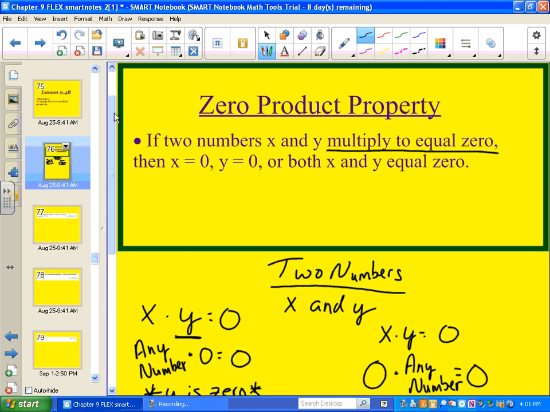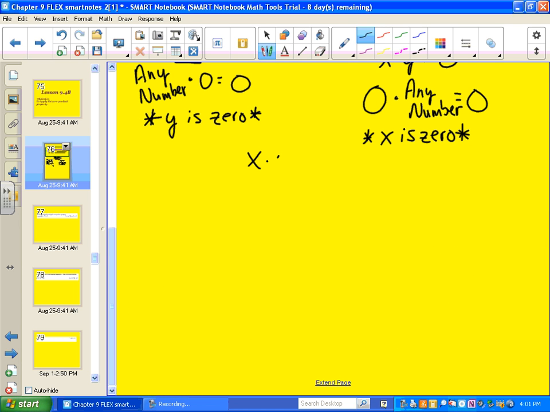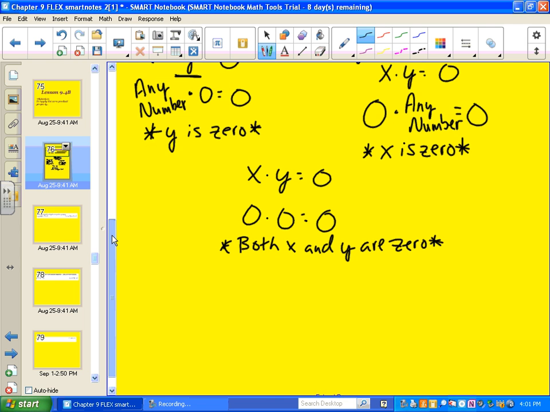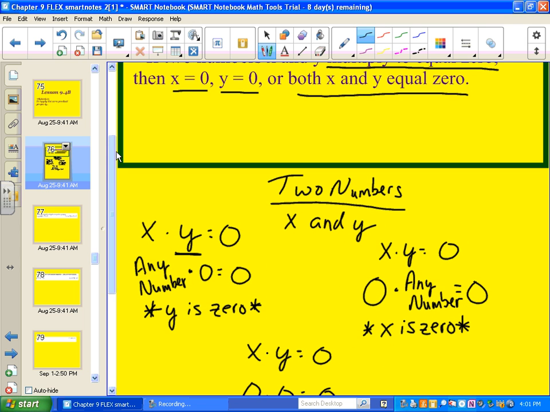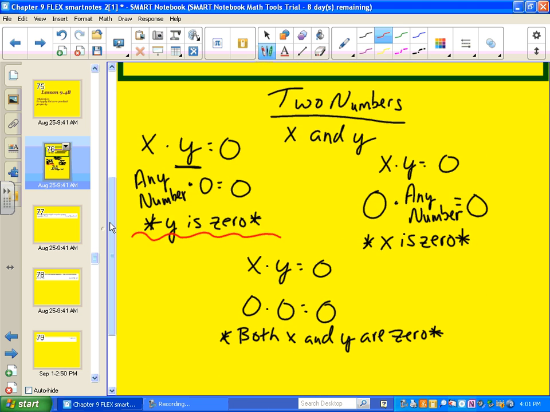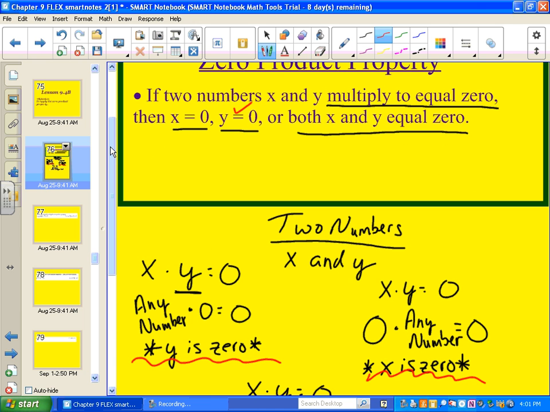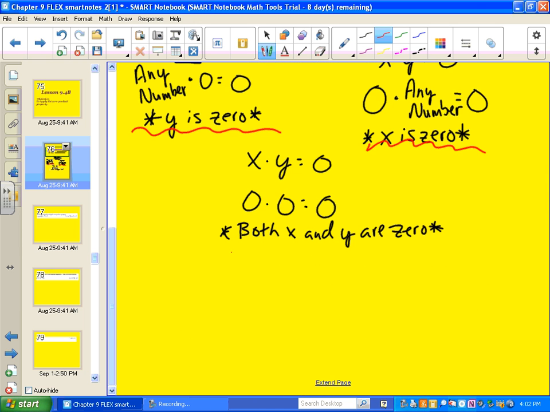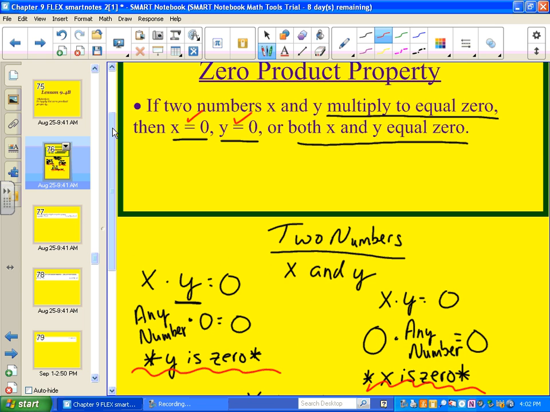So we've done x equals 0 and y equals 0. But there's a third option. Both x and y could equal 0. So once again, we have x times y equals 0. And in this last one, we take 0 times 0, and that's 0. So here, both x and y are 0. So in the first example, right here, we did y equals 0. Then over here, we did x is 0. And then finally, right here, we did both x and y are 0.